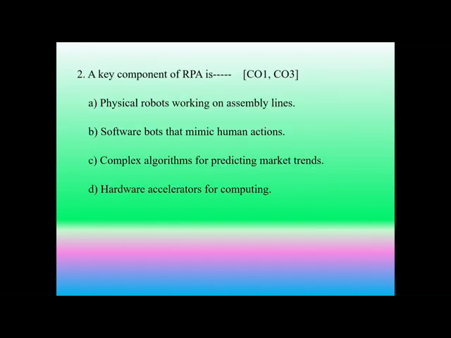The next question is, a key component of RPA is, select the proper key component from these four choices. Physical robots working on assembly lines, software bots that mimic human actions, complex algorithms for predicting market trends, hardware accelerators for computing. Again, hoping that you would have found the correct answer. The answer is software bots that mimic human actions.